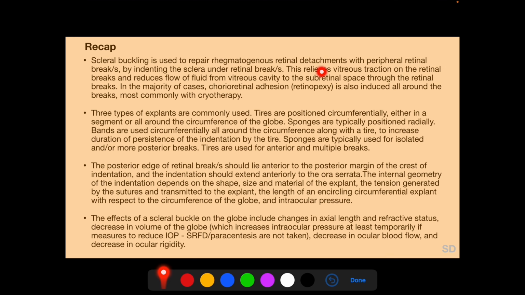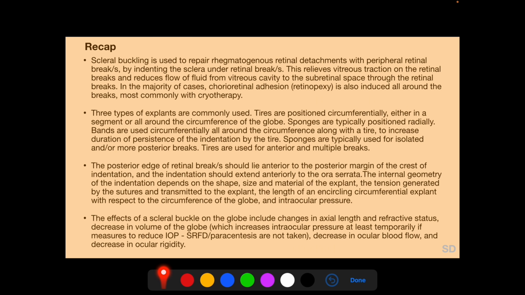This relieves vitreous traction on the retinal breaks and reduces flow of fluid from the vitreous cavity to the subretinal space through the retinal breaks. In the majority of cases, chorioretinal adhesion or retinopexy is also induced all around each retinal break, most commonly with cryotherapy. Three types of explants are commonly used.